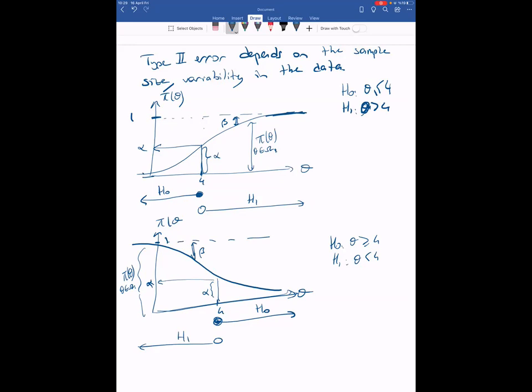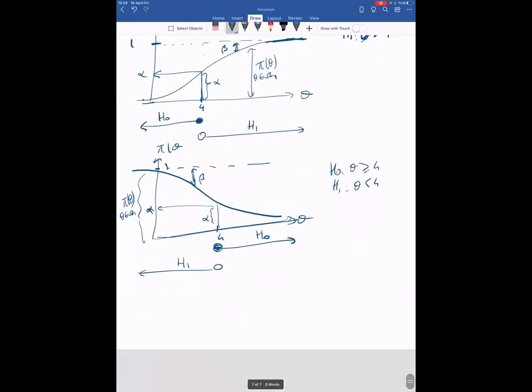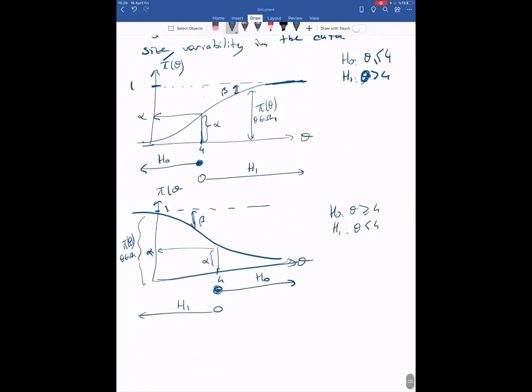So let's skip these examples. Another concept is the p-value. Let's talk about the p-value.